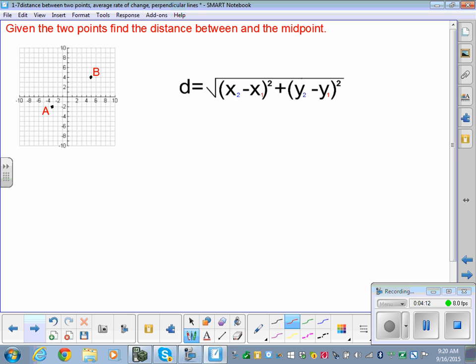It's going to take too long for you to write down the points. So given these 2 points, find the distance between them and the midpoint. Once again, what we're trying to find, guys, is the distance right here. We can't just count. We have to use the distance formula.